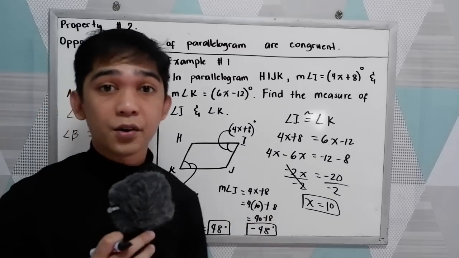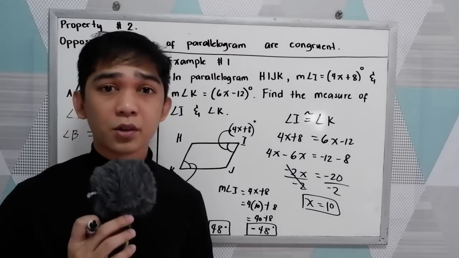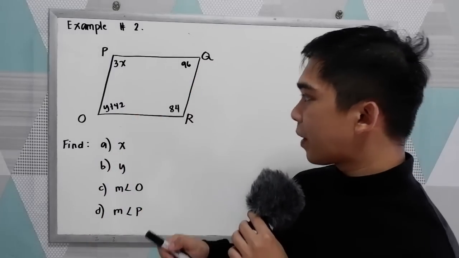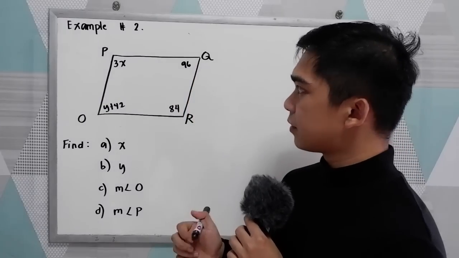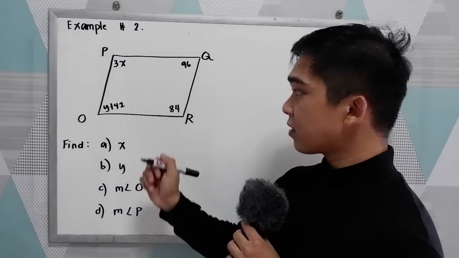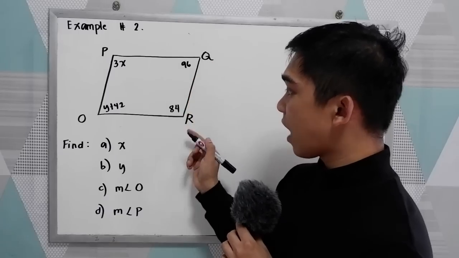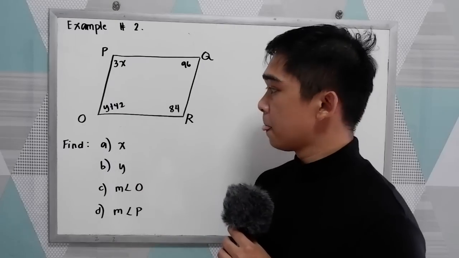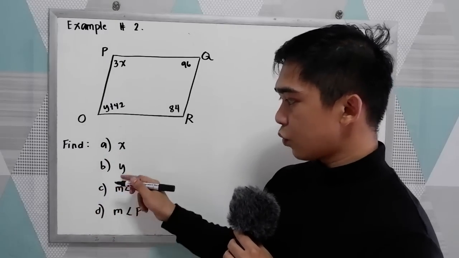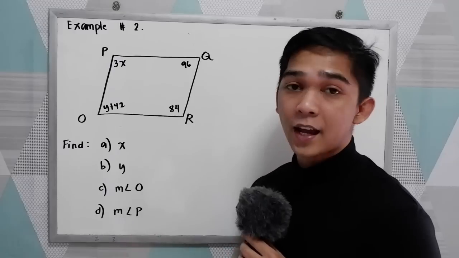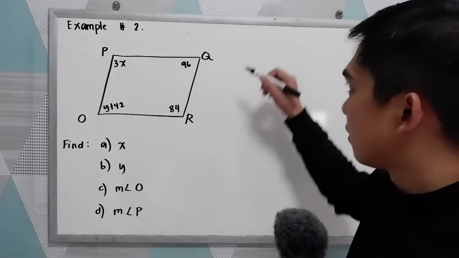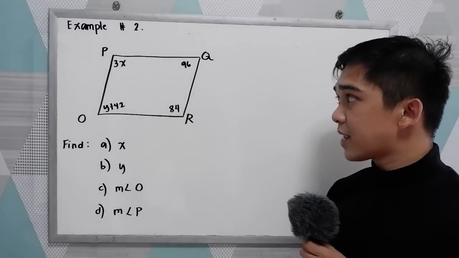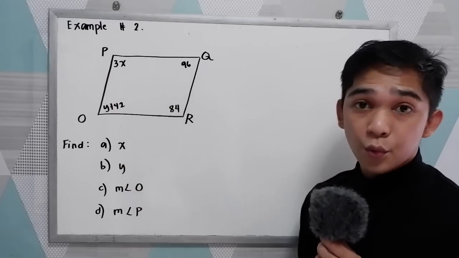Opposite angles are congruent. Now let's have our example number 2. We have parallelogram OPQR. Angle P measures 3x. Angle Q measures 96. Angle R measures 84. And angle O measures y plus 42. We're going to find x, y, measure of angle O, and measure of angle P. Let's start with letter A. We're going to find x. We know that property number 2 states that opposite angles are congruent.